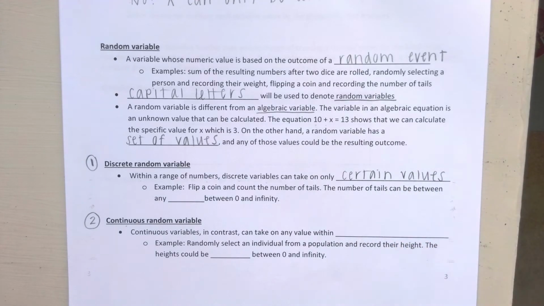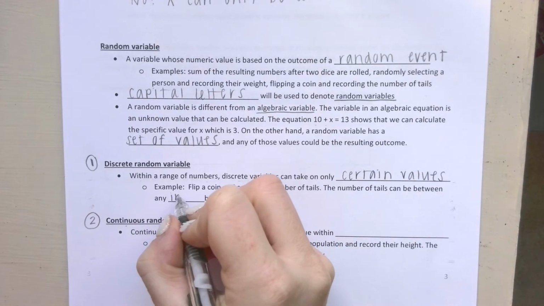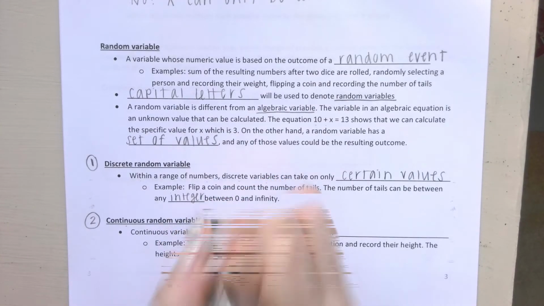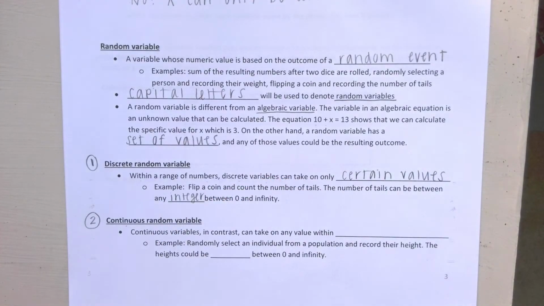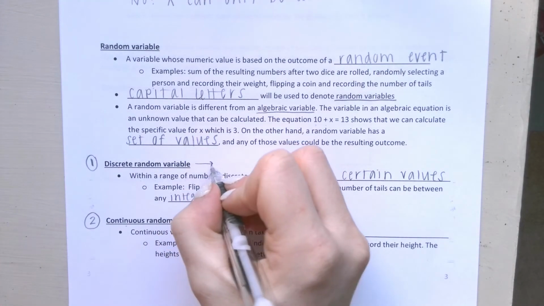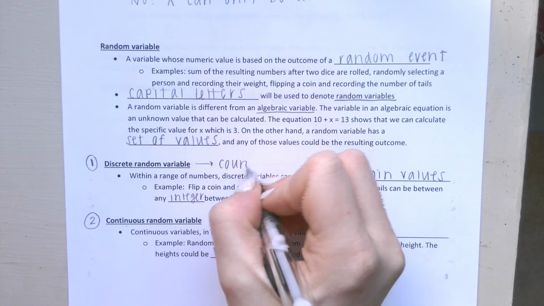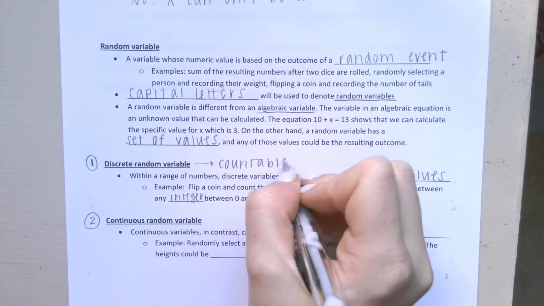For example, you flip a coin and count the number of tails. The number of tails can be any integer, so any whole number between 0 and infinity. There's no 1.7, 1.8, it's either one tail or two tails. They have to be integers. Discrete random variables are typically countable. They're things that you can count.